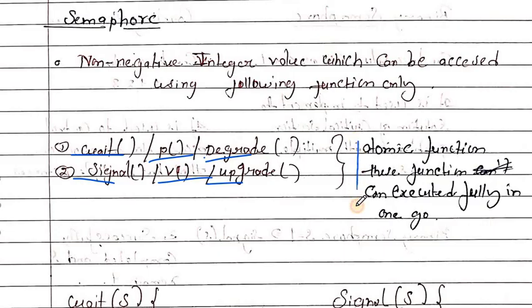Atomic function means that the function can execute fully in one go, completely in one step. If an atomic function is executing and preemption happens, then when it executes again, it executes from the starting, not from the middle of the code. Okay, these are the atomic functions.